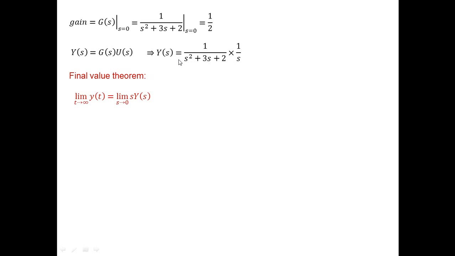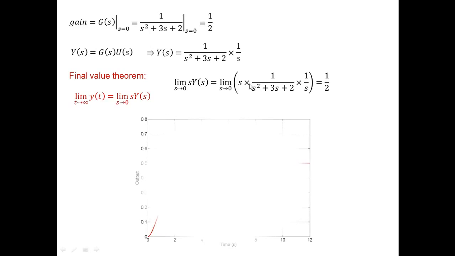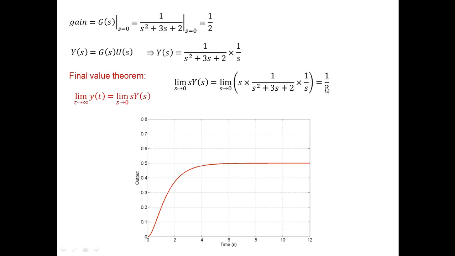In order to find the final value of Y of s, I will use the final value theorem. The final value theorem says that the limit of y of t when t goes to infinity is equal to the limit of s Y of s when s goes to 0. By applying this theorem, the limit of s Y of s when s goes to 0 for this case will be the limit of s multiplied by 1 over s squared plus 3s plus 2 multiplied by 1 over s. This s will be cancelled out with this s. When s goes to 0, the final value is equal to 1 over 2.